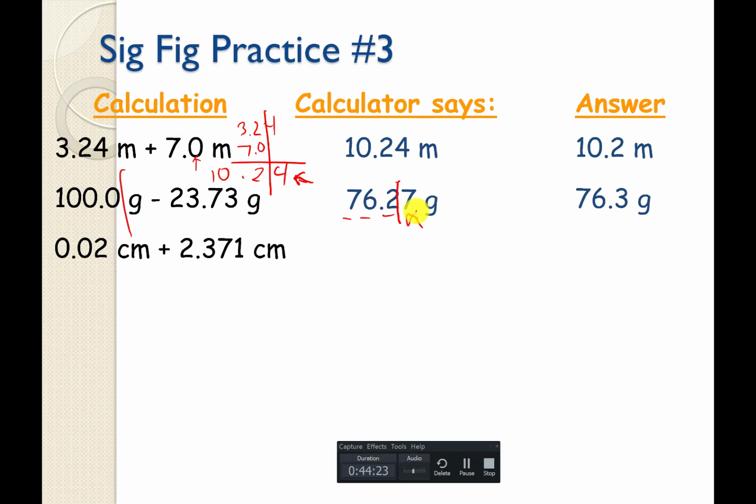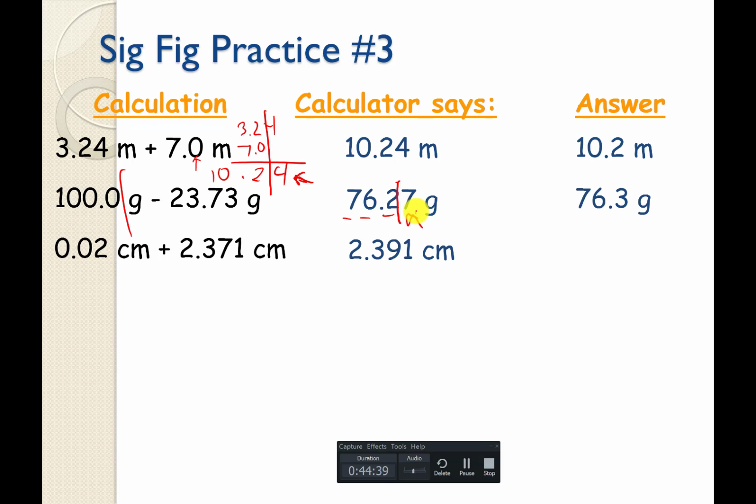We have 0.02 centimeters plus 2.371 centimeters. And our calculator says 2.391 centimeters. Go ahead on the sidebar and work this problem out and put your answer in.